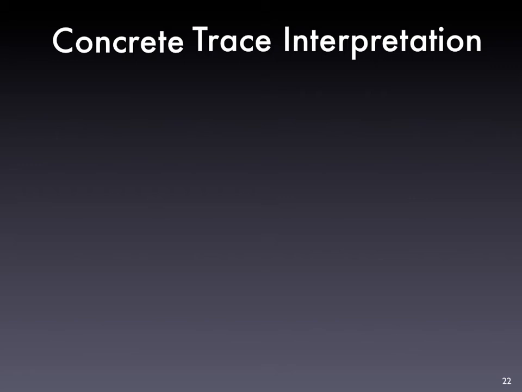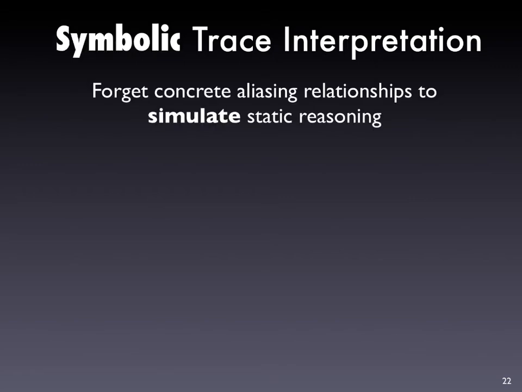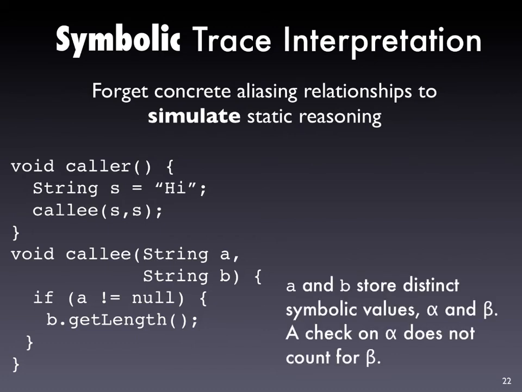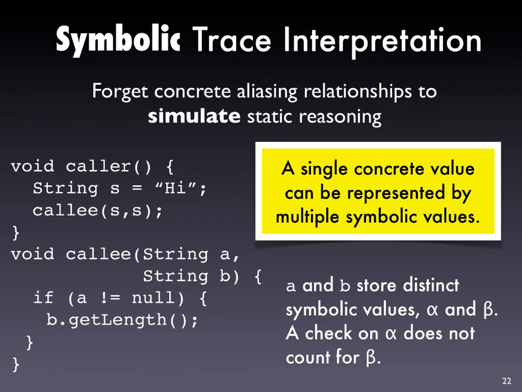Our solution to this is to not do concrete trace interpretation, but instead make it symbolic. This allows the analysis to forget concrete aliasing relationships and simulate static reasoning. Let me give you an example. So here, when the caller passes in high to the callee, instead of passing in the concrete value, we pass in two distinct symbolic values, alpha and beta. And a check on alpha here does not count as a check for beta. The key thing here is that a single concrete value can be represented by multiple symbolic values.